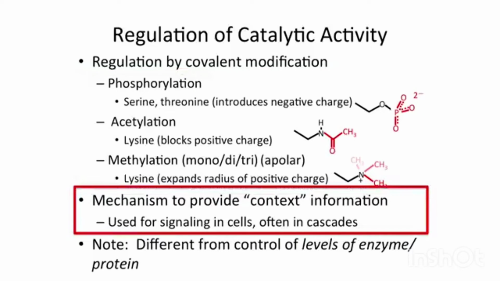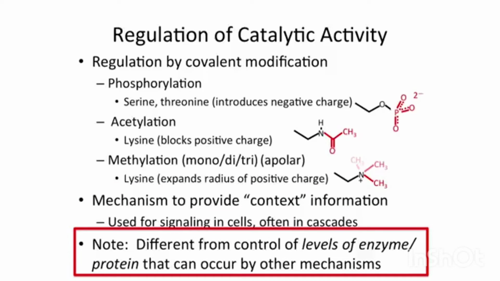What this process does is provide a context. So phosphorylation may say, this is happening outside the cell, so inside the cell, these things need to happen. And it is used for very complex signaling pathways in cells. Note that this is different from the control of the actual levels of the enzyme or protein.